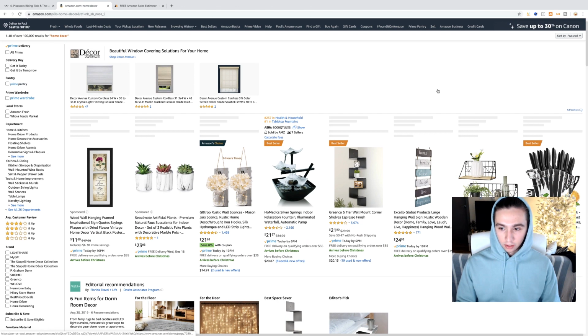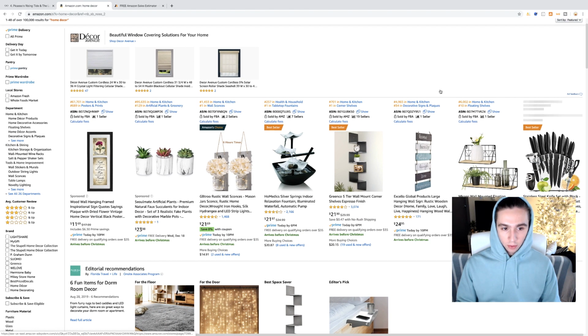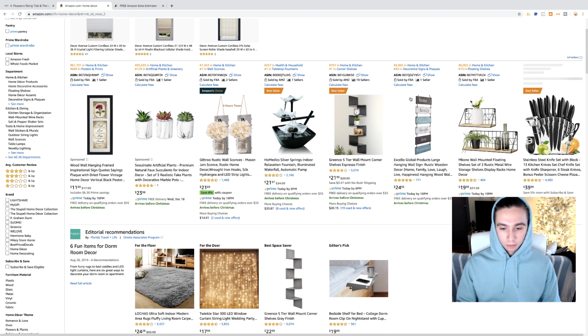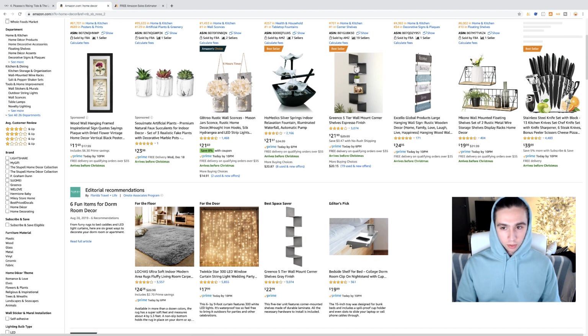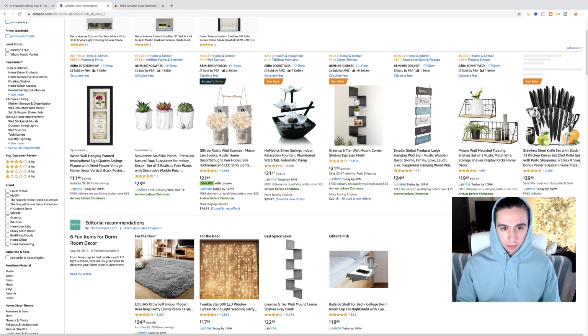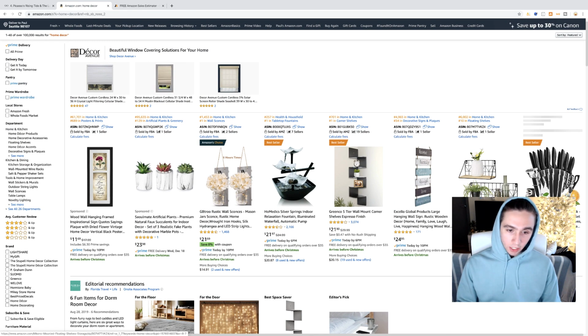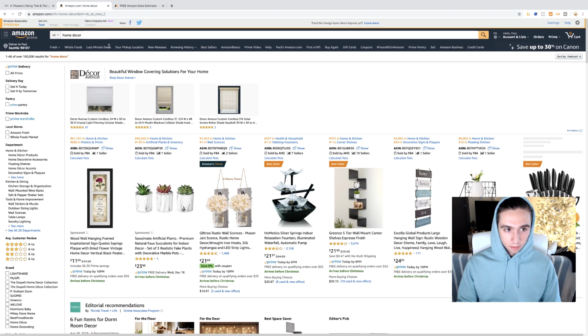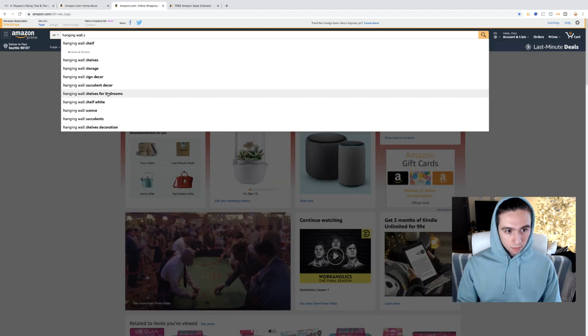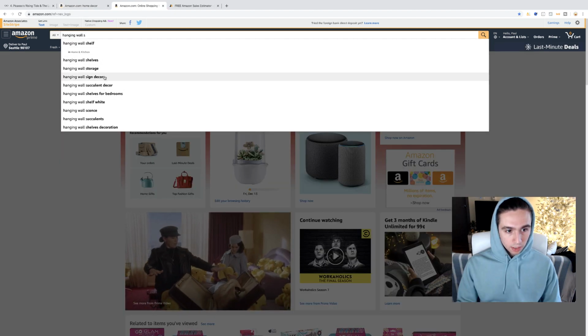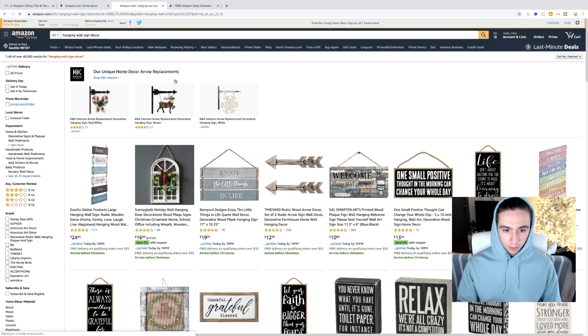All right, cool. So I generally like to start with a broad word like that. If I am going to go into the no software method, I'll start real broad in a big category like home decor, home and kitchen, and I'll just see what's there. So let's look. Hanging wall sign. Let's check that out. We'll open a new tab here. Hanging wall sign decor. Sure, Amazon recommended it, why not?